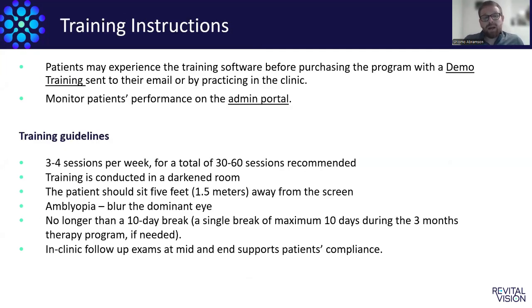The important guidelines for training. Patients train 3 to 4 training sessions a week for a total of 30 to 60 sessions depending on the program. Patients train in a dark room, 1.5 meters or 5 feet away from the screen, unless instructed otherwise. Very low vision patients can move closer. And monovision patients who would like to improve their blended vision will train at a mid-distance of 2.5 feet.